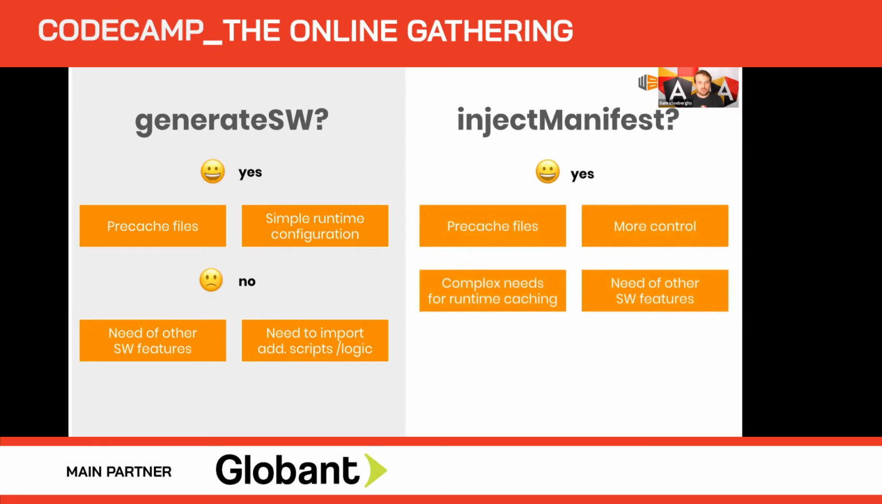Inject manifest, when should you use that one? If you want more control over your service worker and you still want to pre-cache files. More control means that you can address more complex needs in terms of routing for your static assets, and you want to code other functionalities into your service worker, like for example, the one that I already mentioned, web push. Don't use inject manifest if you want the easiest path to adding a service worker to your site, because the easiest path to generating a service worker is of course generate service worker.